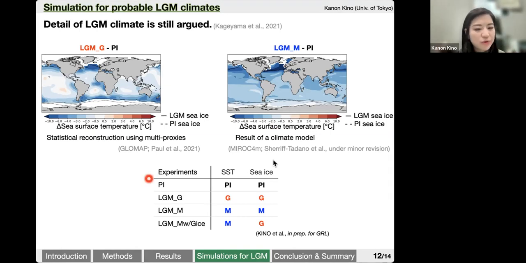This study conducted four experiments: pre-industrial, LGM-G with this one, LGM-M with this one, and the long-named one. In LGM-M with G ice, SST was set to be the same as LGM-M, but the sea ice around Antarctica was set to be the same as LGM-G. This kind of experiment is called a sensitivity experiment. It is a very general and typical way in climate modeling studies to decompose the roles of SST and sea ice.